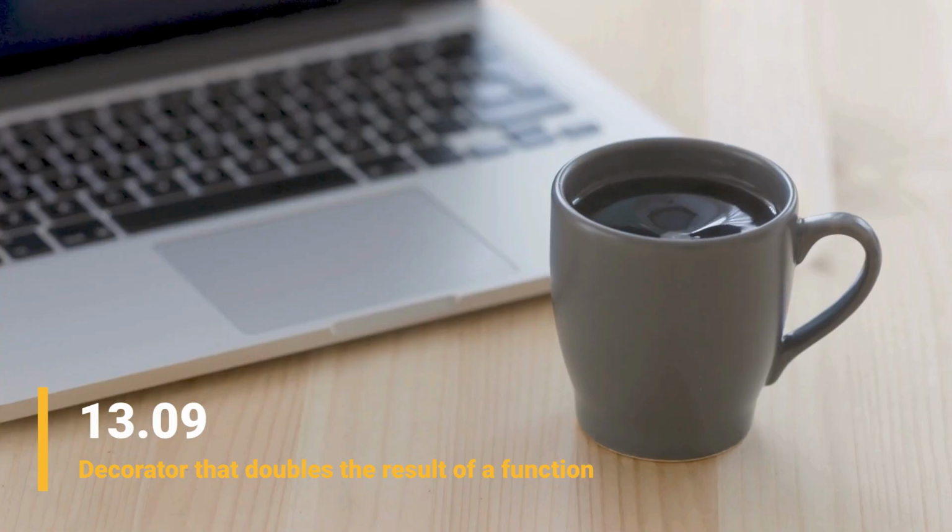Welcome back. In this lecture, we will build a functional decorator. This decorator, called double_result, will take any function that returns a number and ensure that number is multiplied by 2 before being returned to the caller. This requires 3 layers of nested functions.